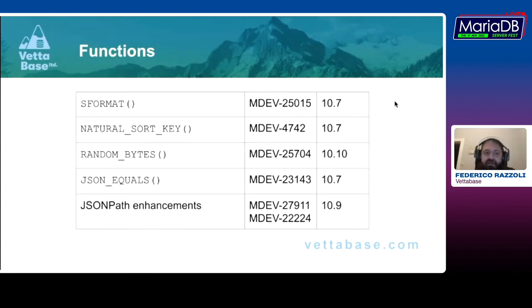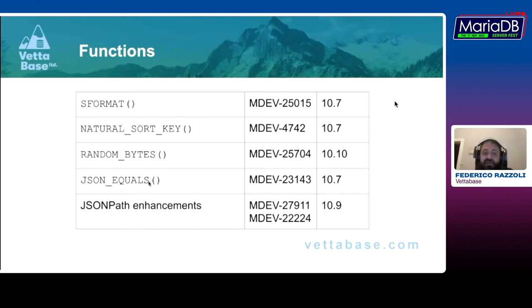And then, very quickly, there are some new functions. SFORMAT can be used as a powerful but very friendly function to compose strings using interpolation. NATURAL_SORT_KEY is used to sort strings in a way that is friendly for human beings and not for machines. This is very nice when you order strings that are made of numbers, separators, and so on. RANDOM_BYTES, which you can use to generate random bytes and then convert them to any data type you want.